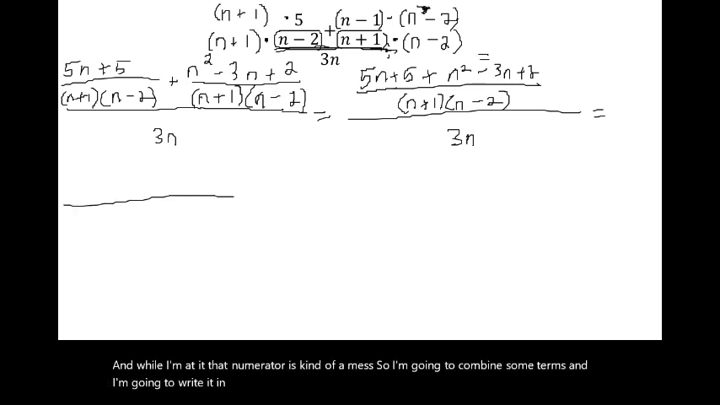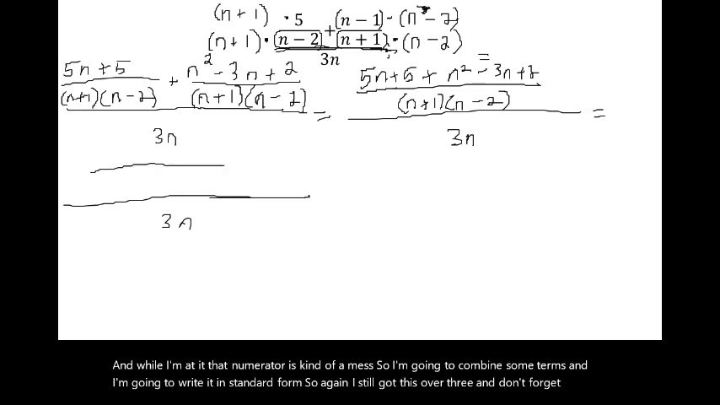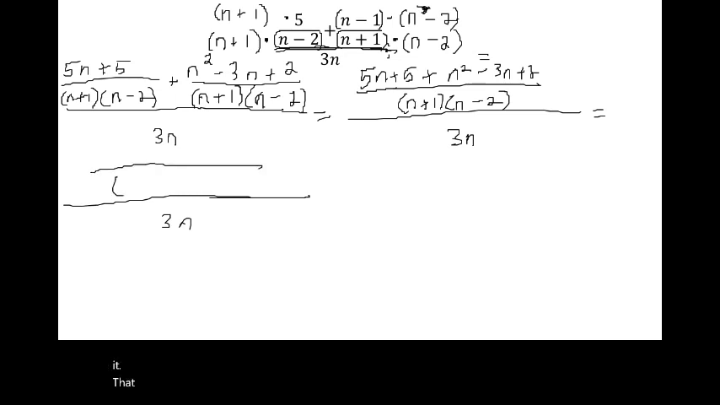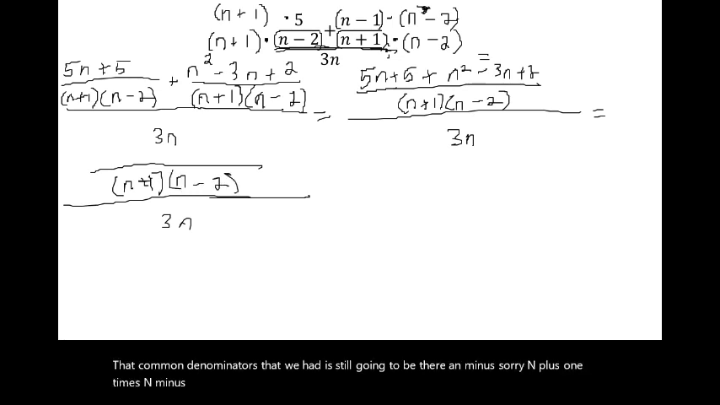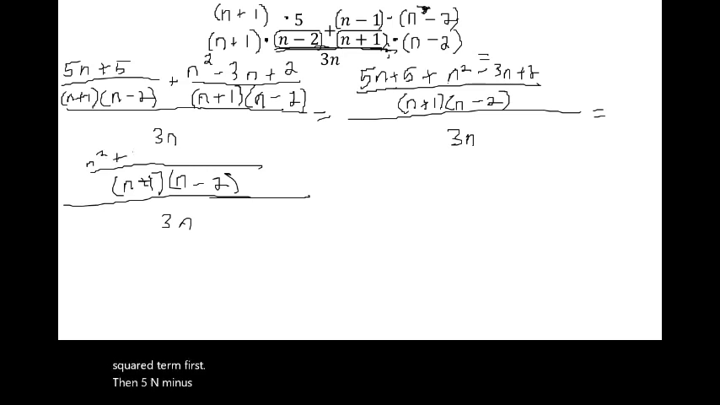So again, I still have this over 3n, don't forget about it. That common denominator that we had is still going to be there, n plus 1 times n minus 2. And I'm going to combine some like terms. So I'm going to list the n squared term first. Then 5n minus 3n is plus 2n. And then 5 plus 2 gives us plus 7.